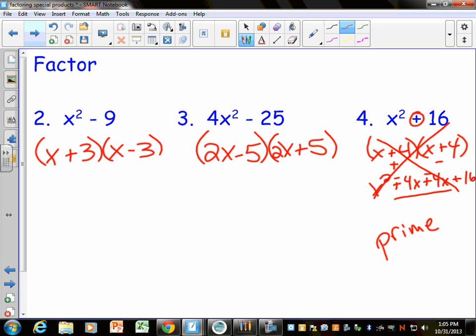How's it prime though if there's 2 squares? Because it's not plus. Remember, what do we call it? The difference of two squares. And what does difference mean? Subtract. You have to be subtracting two square numbers.